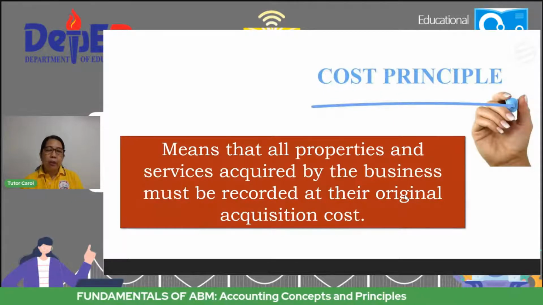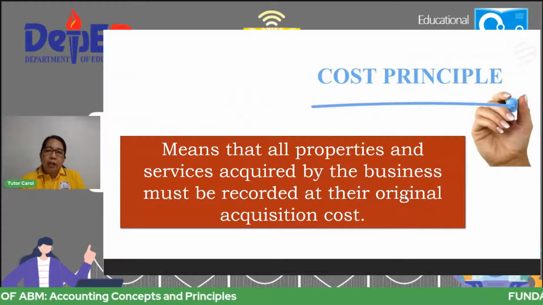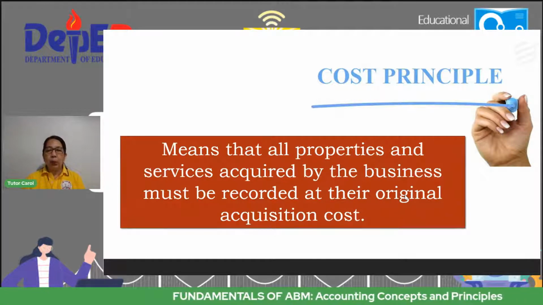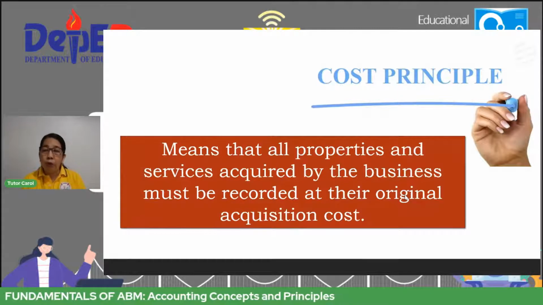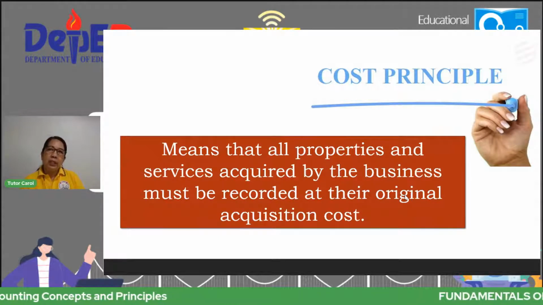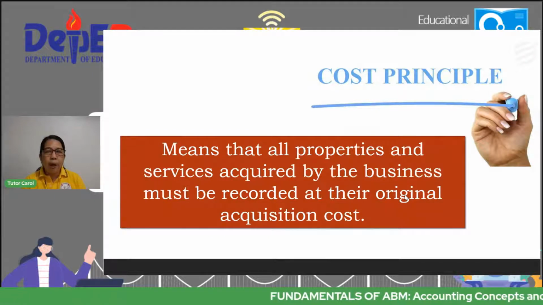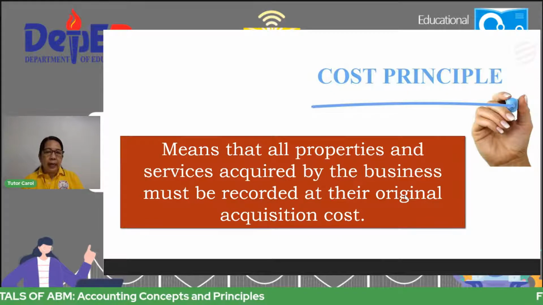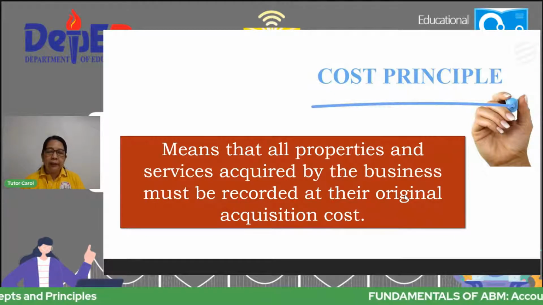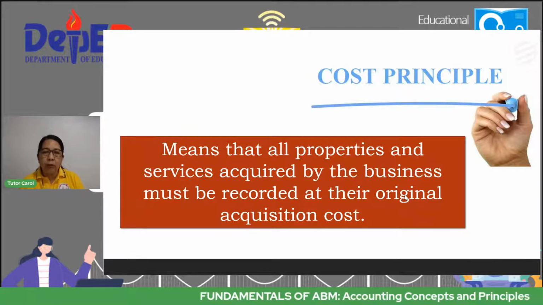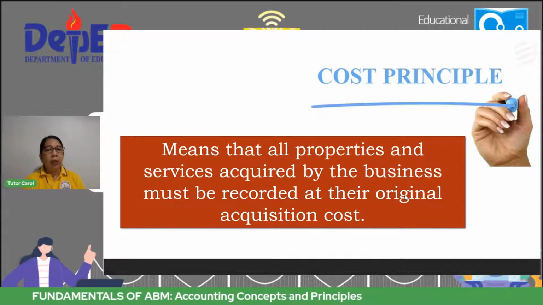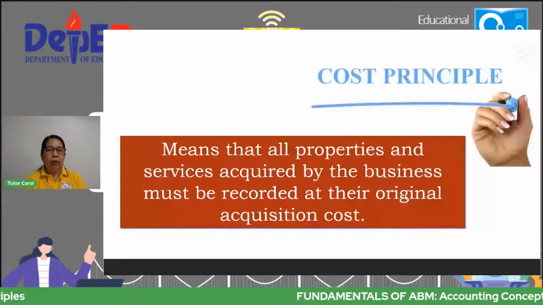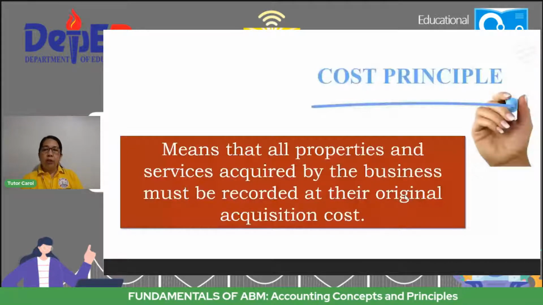Next we have the cost principles. Okay, cost principle means that all properties and services acquired by the business must be recorded at their original acquisition cost. Okay, for example, in 2016, the company was able to buy land amounting to 1.8 million. And then this year, 2021 na, yung amount or yung market value ng land na binili ay nasa, let's say, 3 million. Okay? Hindi yung 3 million ang ire-record mo, syempre. Ang ire-record mo ay yung kung magkano mo siya binili at cost, which is 1.8 million. Okay? Next, so that is cost principle.